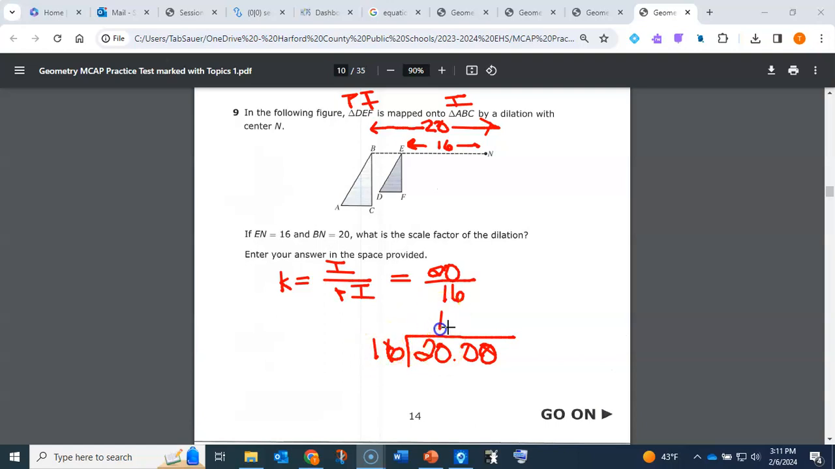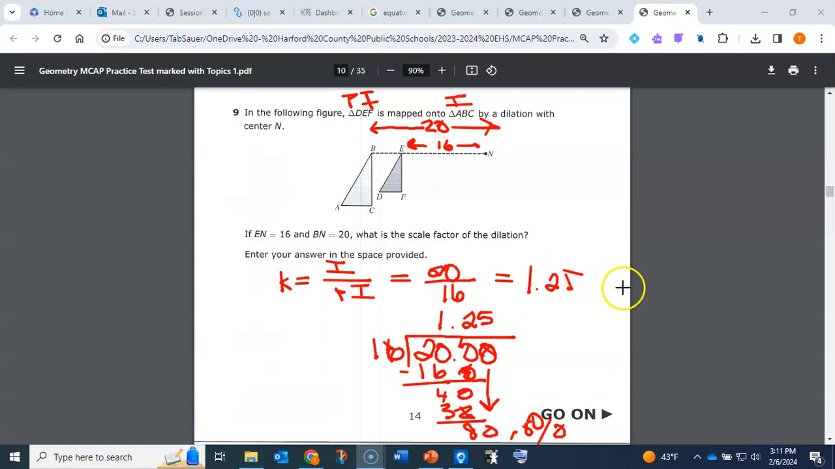So 16 goes into 20 one time. 16 goes into 40 two times. 2 times 16 gives me 32. 16 goes into 80 five times, and that gives us exactly 80. All right, so 20 over 16 divides into 1.25. So the scale factor is 1.25.